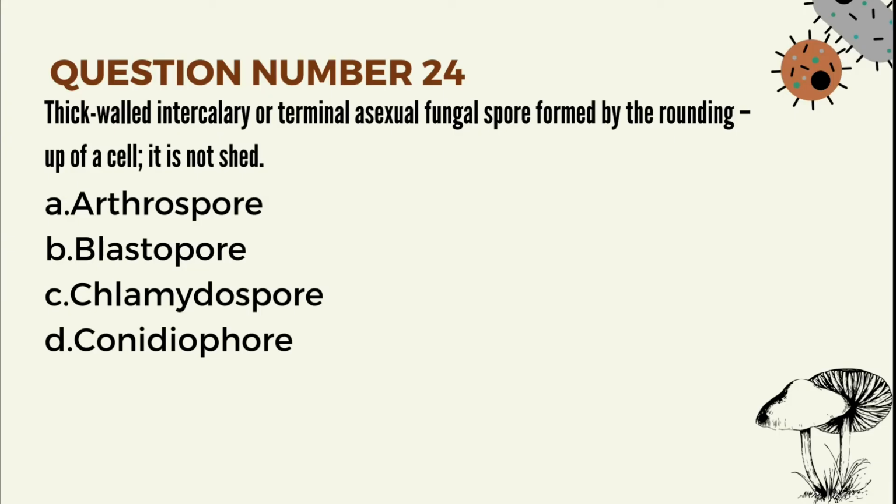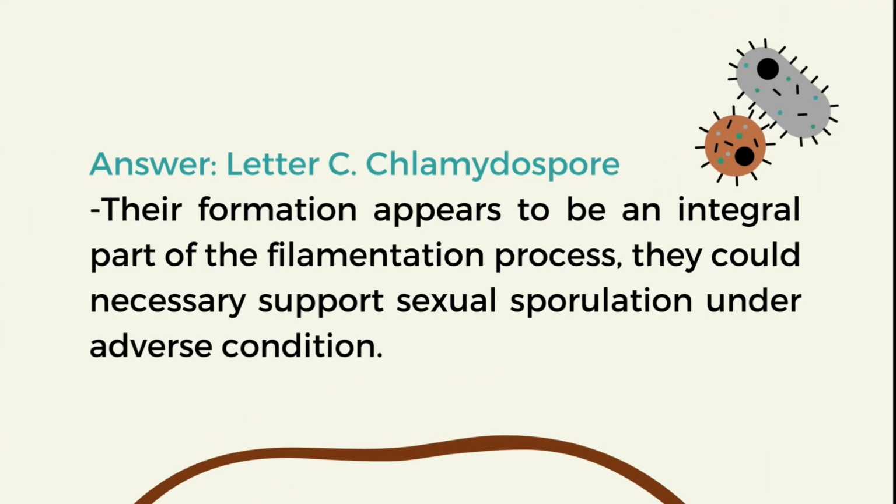Question number 24. A thick-walled intercalary or terminal asexual fungal spore formed by the rounding up of a cell. It is not shed. A. Arthrospore, B. Blastospore, C. Chlamydospore, or D. Conidiospore. Answer is letter C, Chlamydospore. This formation appears to be an integral part of the filamentation process. They could also support survival under adverse conditions.